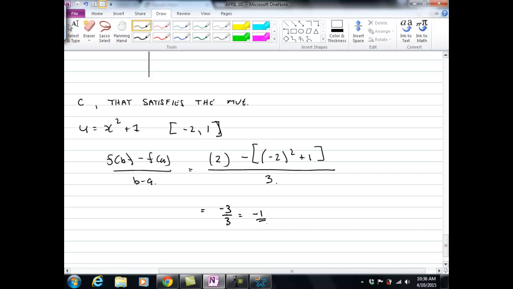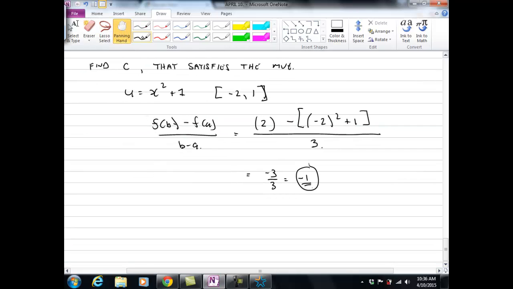That's the slope. And what the mean value theorem says is this: if I take the derivative, y prime equals 2x. That means there's a point C somewhere such that this must equal -1. And in this case, x equals -1 over 2. That's what the mean value theorem states. There's a point somewhere where it has to be the same.